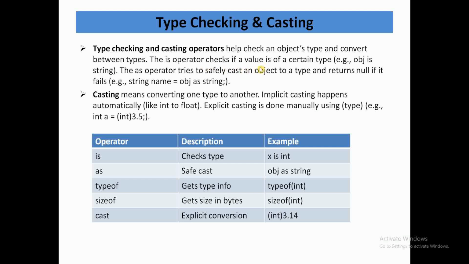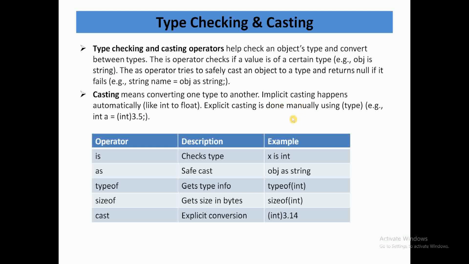The is operator checks if the value is of a certain type, for example obj is a string. The as operator tries to safely cast the object to a type and returns null if it fails. So string name is equal to obj as string. Casting mainly means converting one type to another type. There are two types that I already discussed in my last lecture, implicit casting and explicit casting.